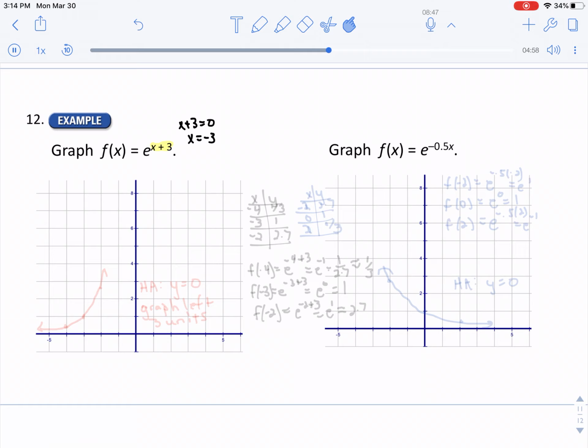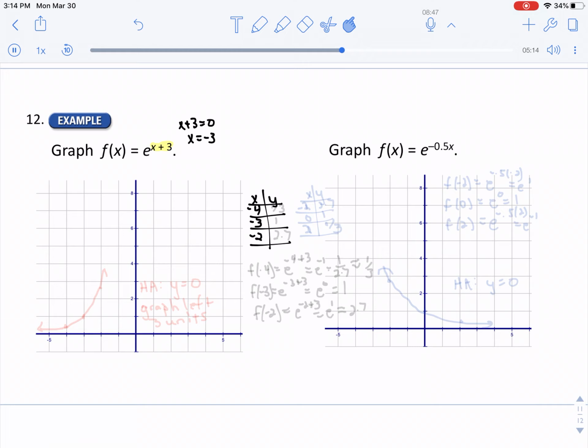So in my t-table, I'm going to put 3 values again. I'm always going to use 3 values on these. And the middle one's going to be that negative 3. And if I go down 1, that'll be a negative 4. And if I go up 1, that'll be a negative 2. Now we're going to plug those in.